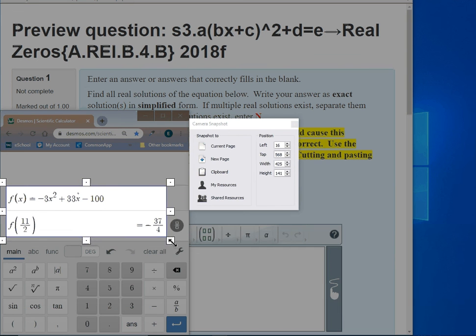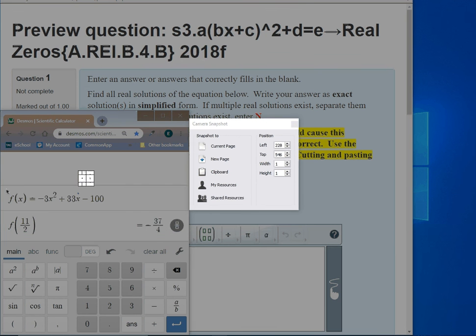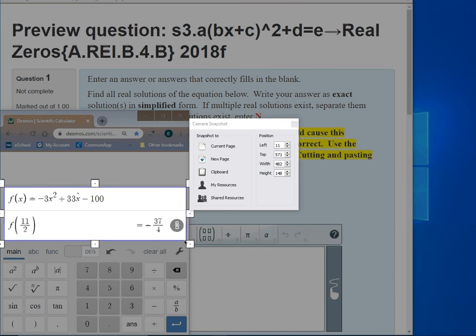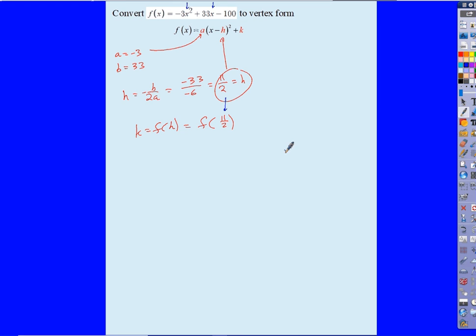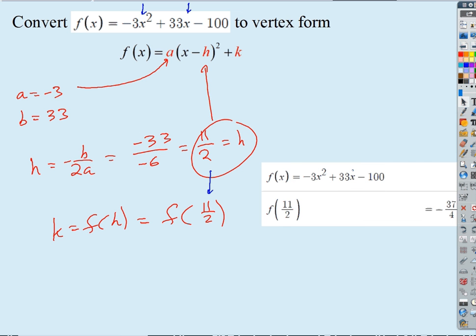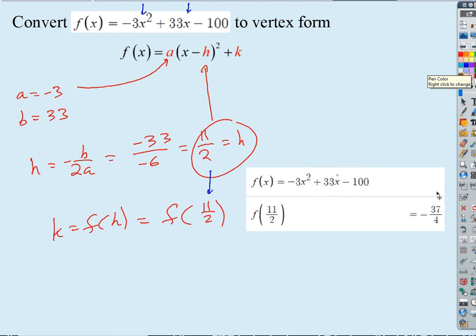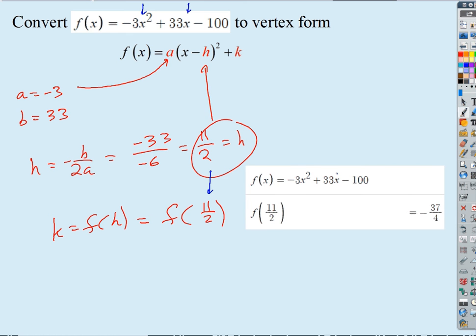So I'm going to take a picture of that. Oh, darn it. Okay, and then there's the other number I'm plugging in. Everybody see that? Yeah. So there's the other number.